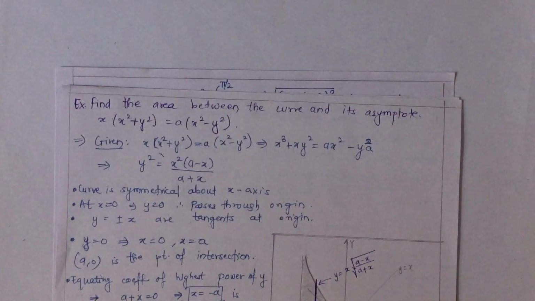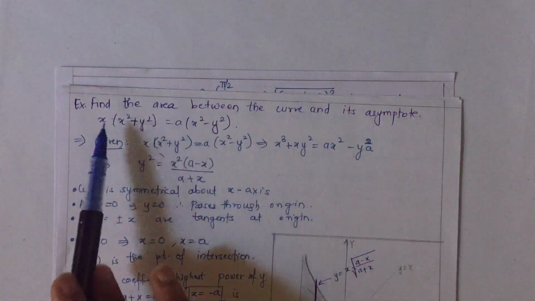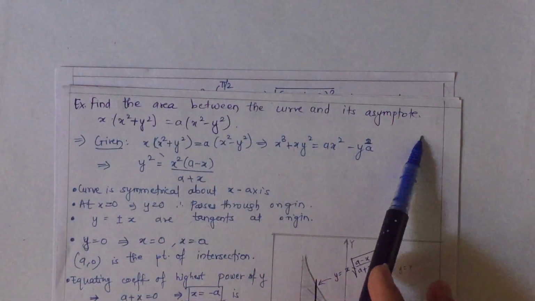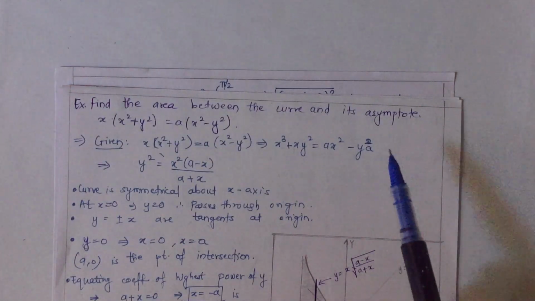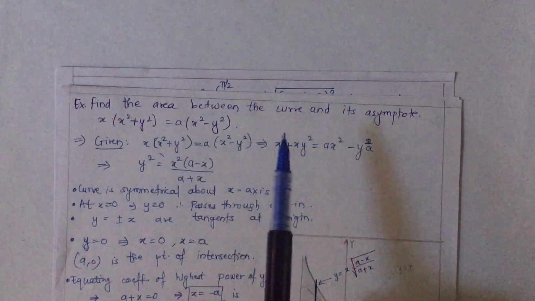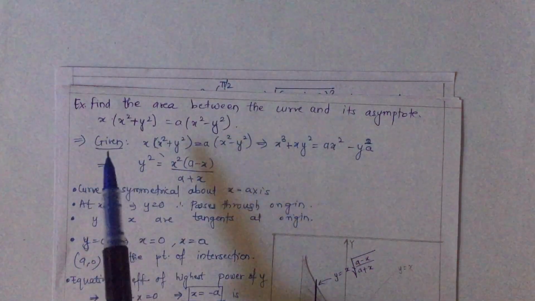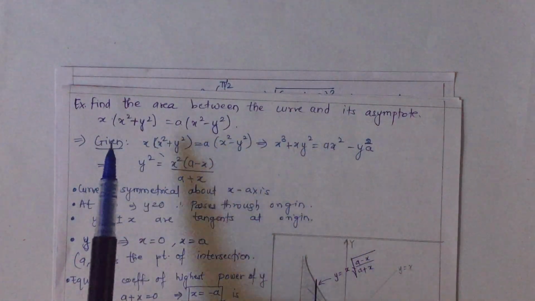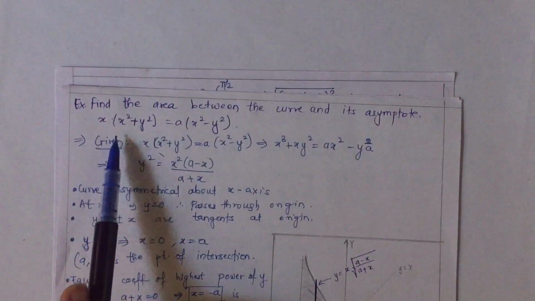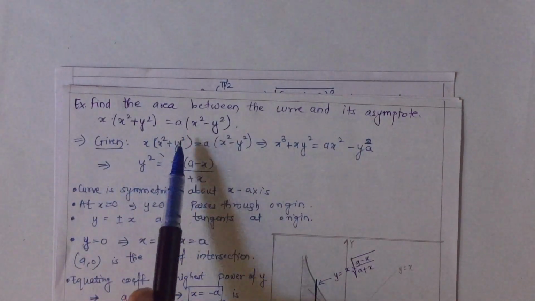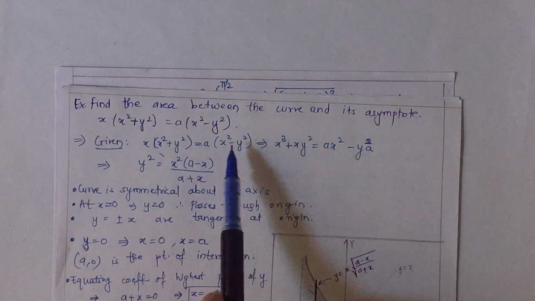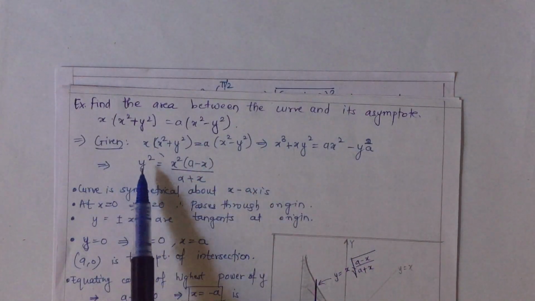We see one more example. It says find the area between the curve and its asymptote. Okay, again we are asked to find the area between the curve and its asymptote. So we need to trace out this curve first. What is the curve equation given? x times (x square plus y square) equal to a times (x square minus y square).